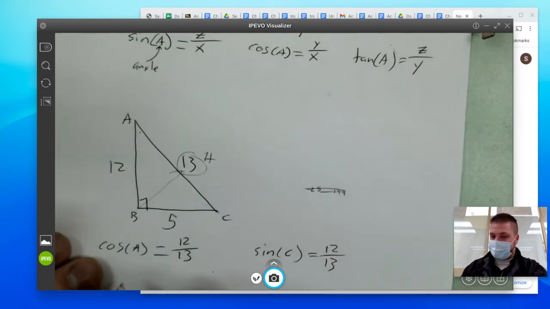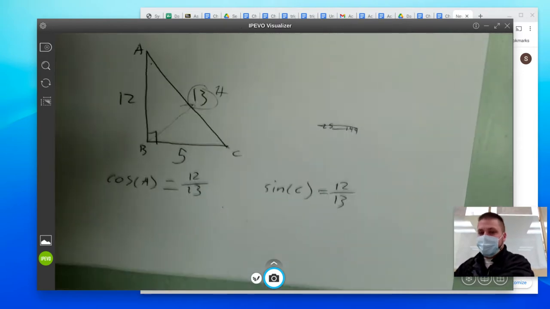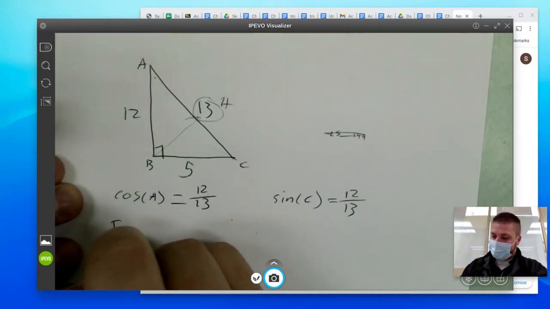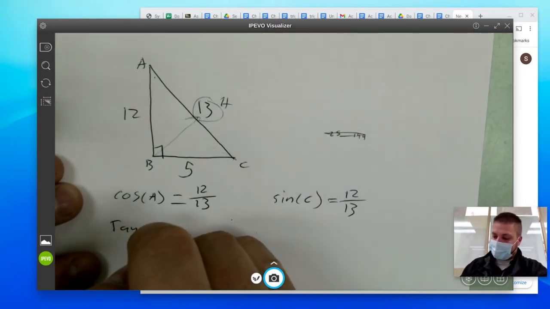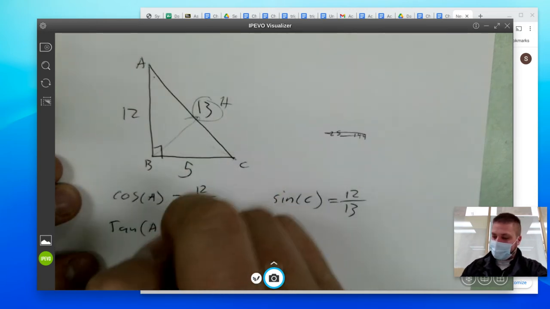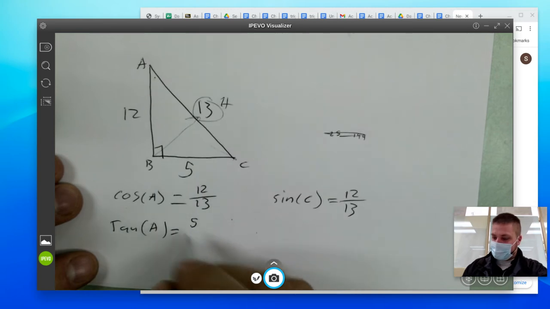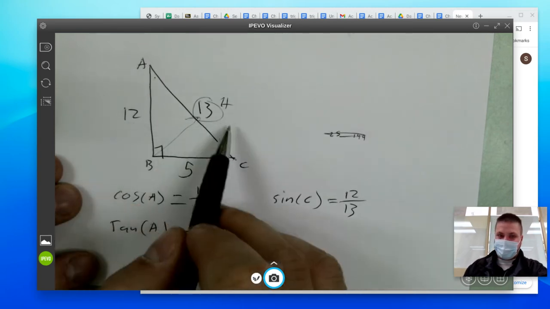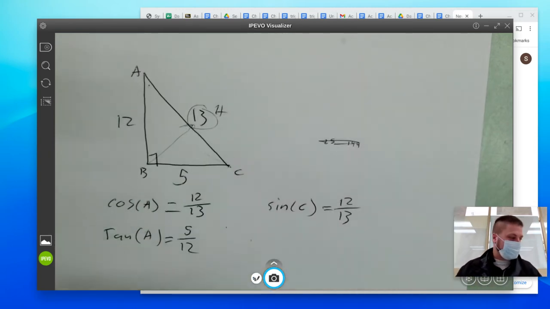Okay, what if we wanted the tangent of angle A? Tangent is TOA, opposite 5 over adjacent 12. Again, 12 is the adjacent because 13 is just the hypotenuse. Okay, so that's pretty easy there.